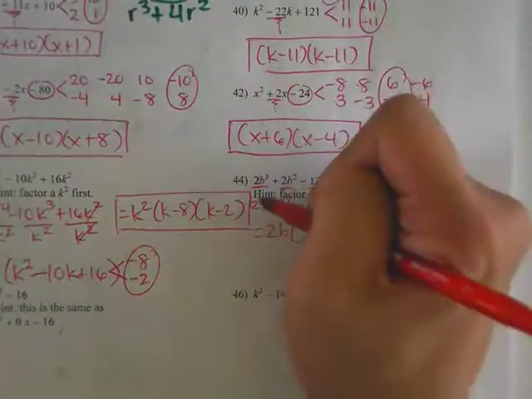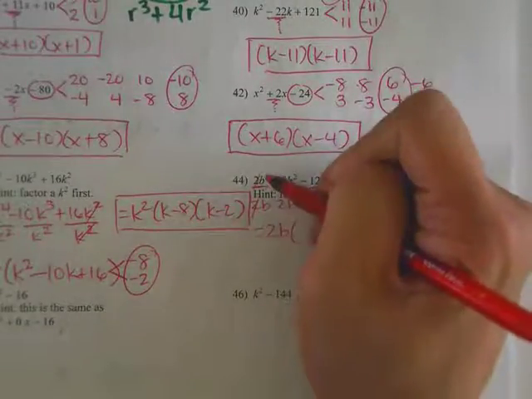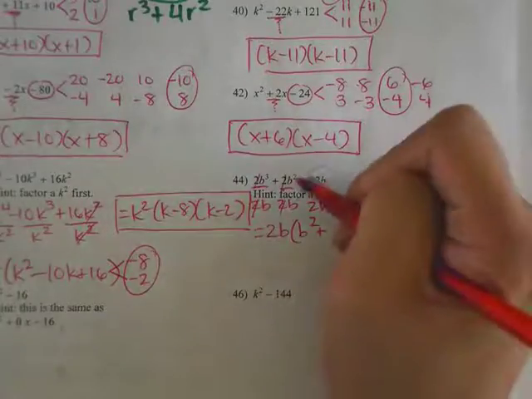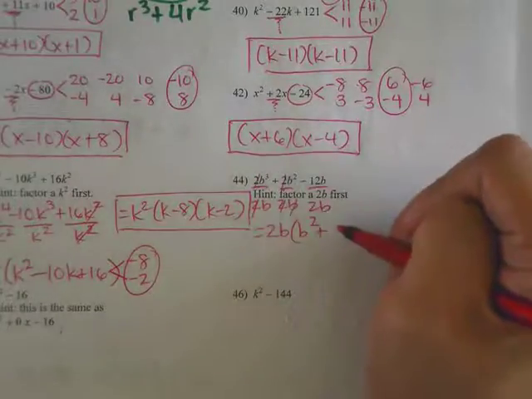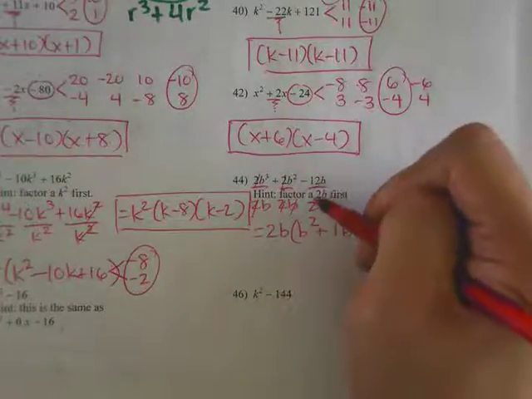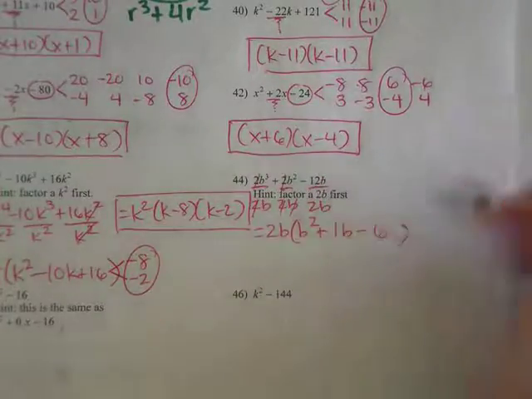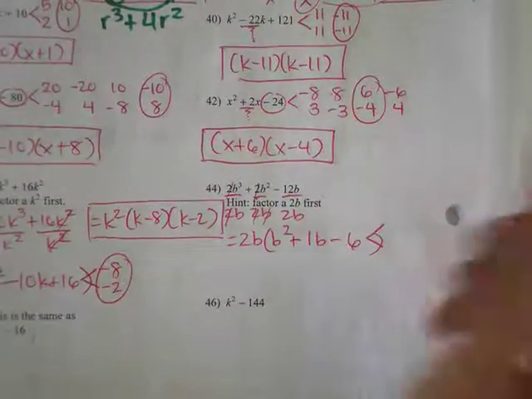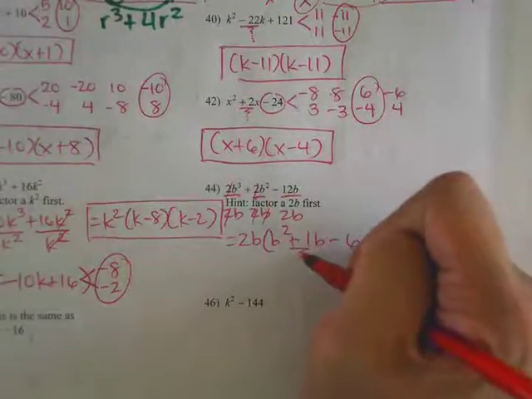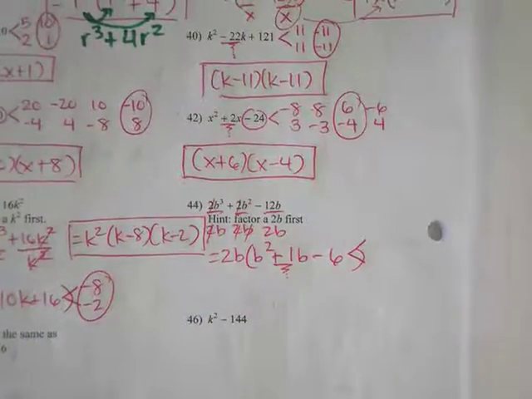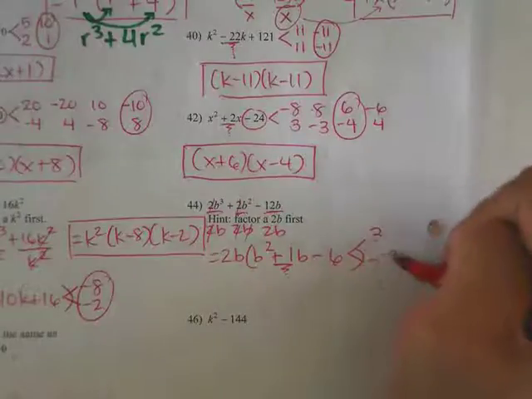Okay, you took off a 2, and then you're going to take off 1b, so you're left with b squared. You took off a 2, and you took off 1b, so you're left with 1b. You divided by 2 over here, so it's going to be negative 6. No b's. Okay. Alright, what two numbers multiply to negative 6 but then add up to 1? That should be positive 3 and negative 2.